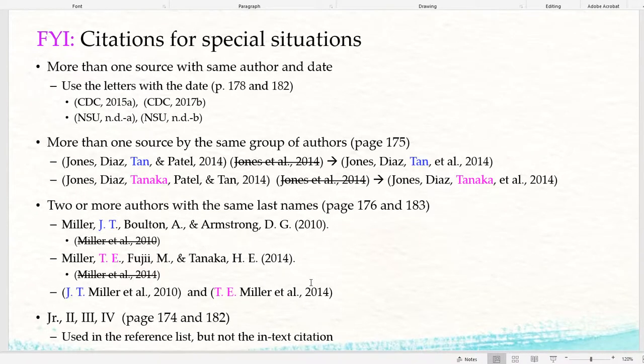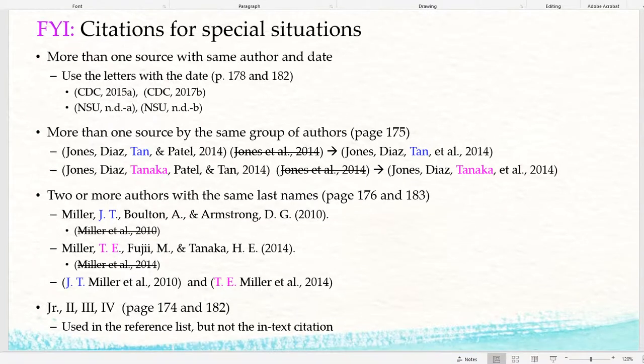What if I have 2 or more authors with the same last names? So here I've got J.T. Miller and here I've got T.E. Miller. So in the in-text citation, we're going to use the initials in order to designate who is who even though the years are different. If you have junior or second, third, fourth, whatever it might be, it's used in the reference list but not in the in-text citation.